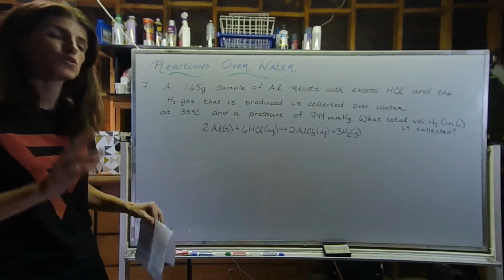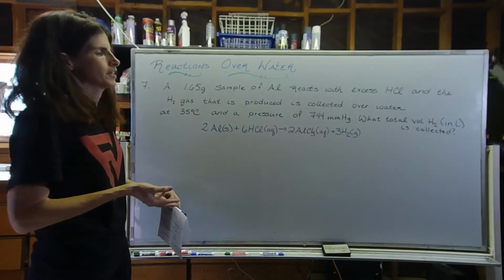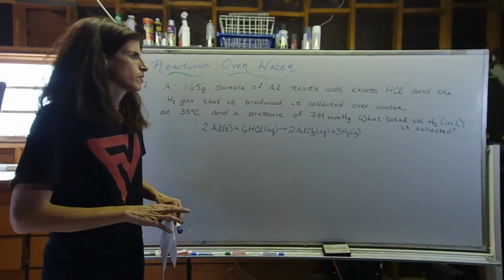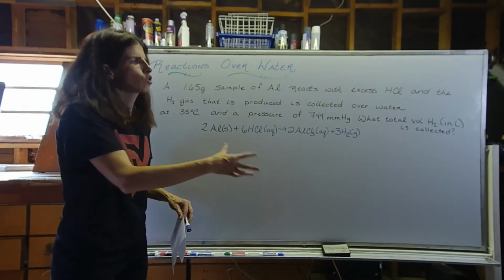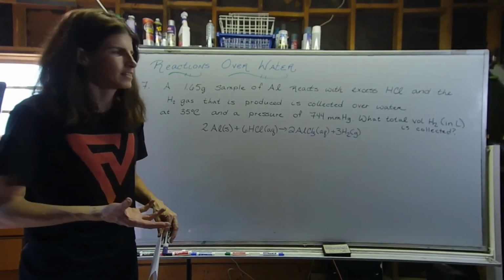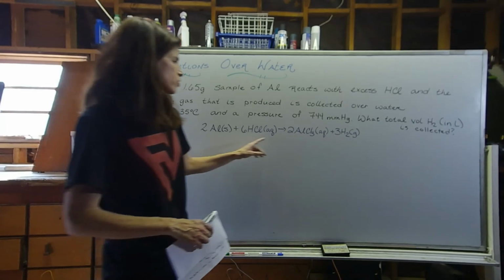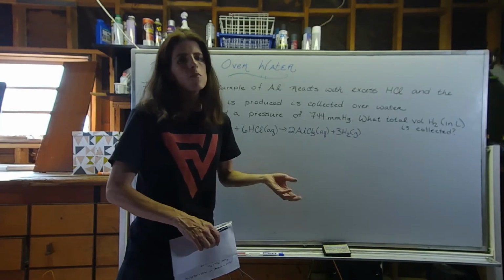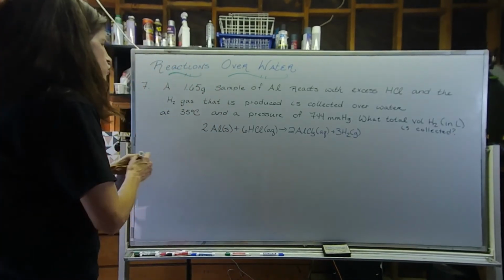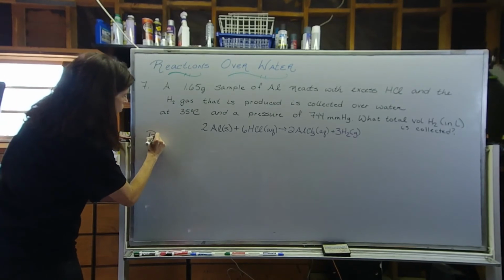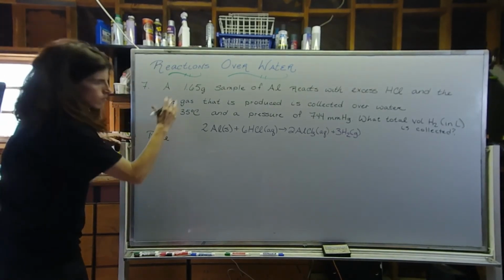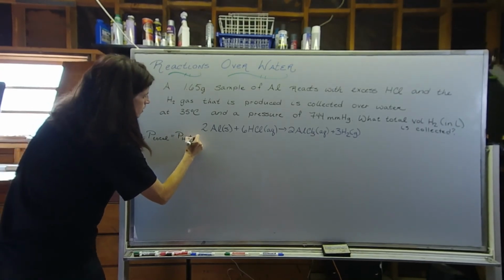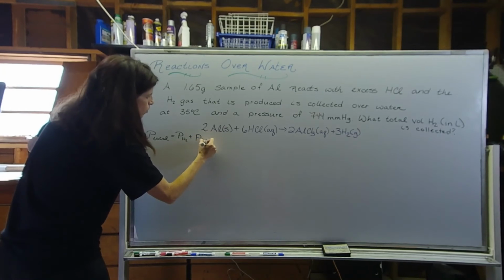Such a cool problem. So many different little things going on here. The first thing that I noticed was that the reaction occurs over water. And eventually they asked me, what is the total volume of hydrogen gas that's collected? I did also take note of the fact that hydrogen gas is the only gas in the system besides the water vapor. So we can say that the total pressure of the gases equals the partial pressure of the hydrogen gas plus the partial pressure of the water.